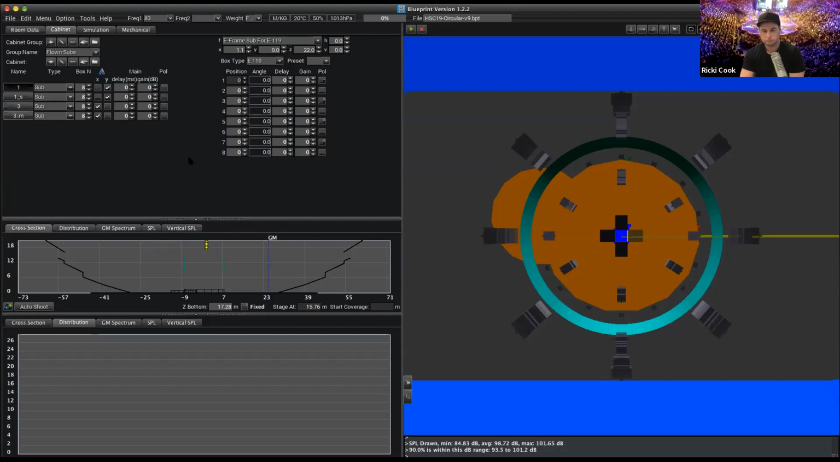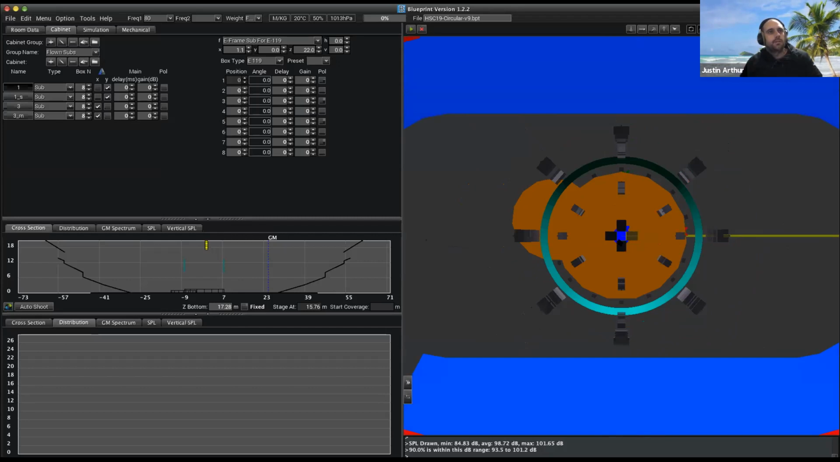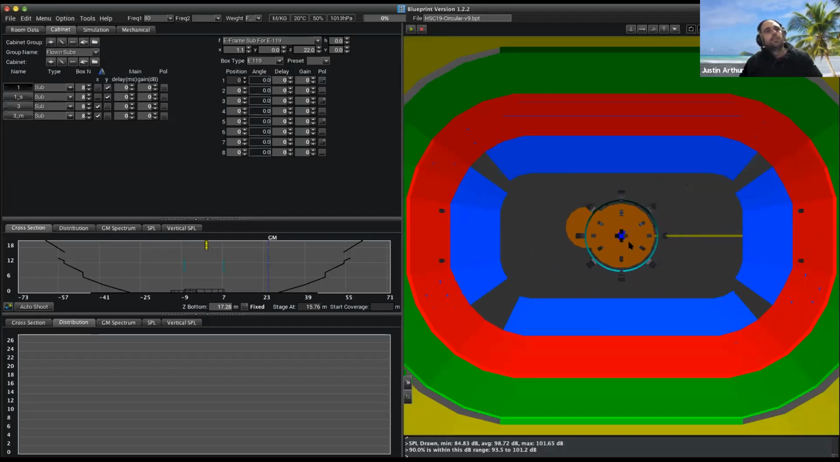Exactly. So going back to the subs, this was last year, and we had 4 hangs, I think we ended up doing 9 deep, with E119s in the centre here. If I zoom out, can you see my mouse while I'm doing this? Yeah. So this is the venue here.